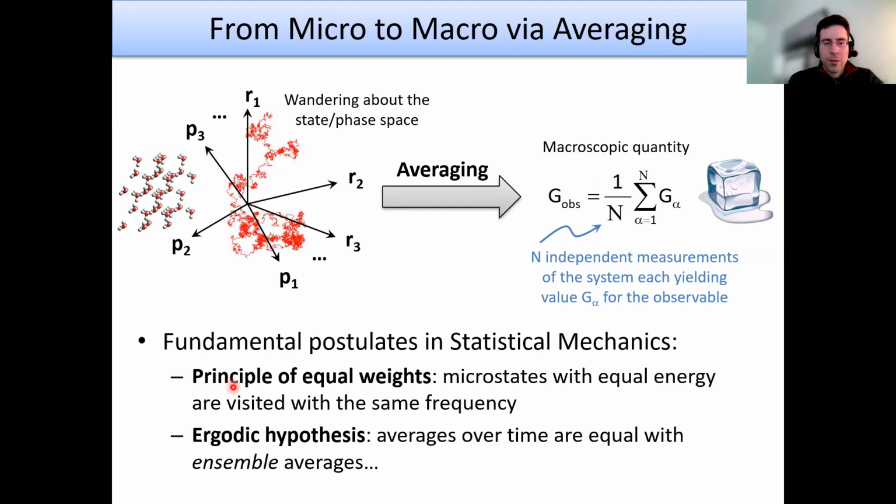The second postulate is the ergodic hypothesis. A moment ago, I was talking about these two different ways of doing sampling. One sampling over time, another one sampling over copies of the system, over ensembles. So the ergodic hypothesis says that averages over time are equal to ensemble averages. So these are the two principles that we're going to use, and we'll see what kind of implications they have in the equations that we derive. Any questions about this or anything we've discussed so far? No? All good?